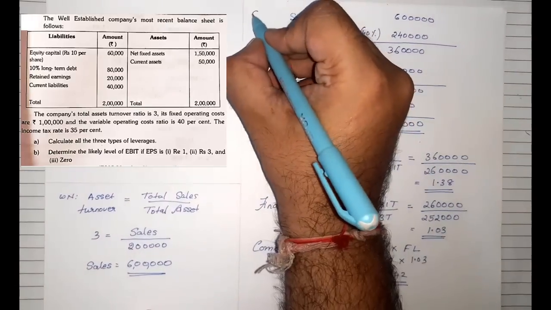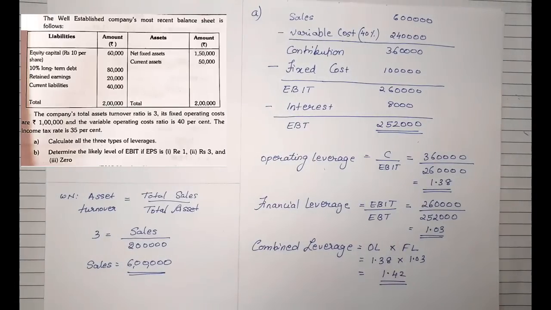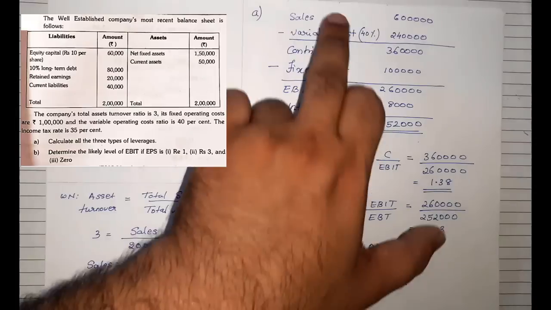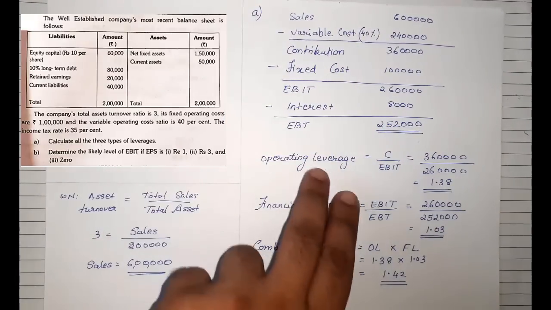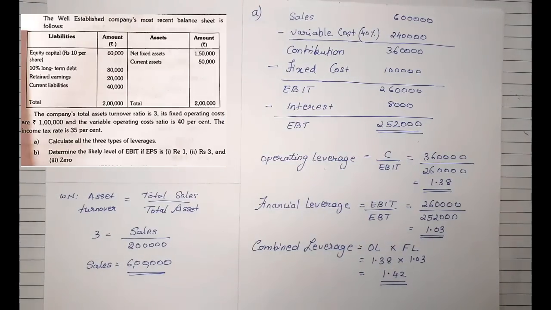This is the A part of the sum where they ask us to find the leverages. In this, sales were not given to us, they had given you asset turnover. So with the help of asset turnover, we found the sales, applied it into the income statement format, and then substituted the values into the leverages formulas. That's part A. Now comes the second part, the most interesting part. In the question, they have told you to determine the level of EBIT.